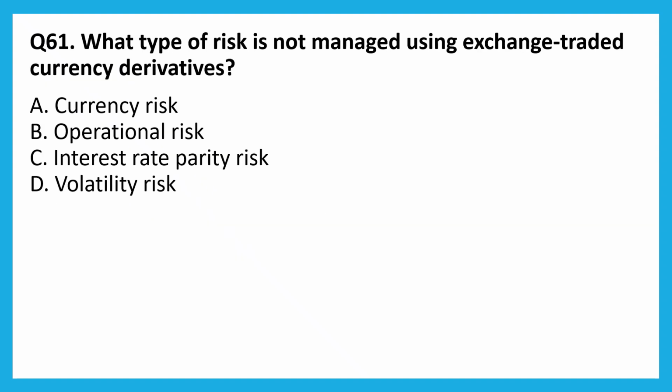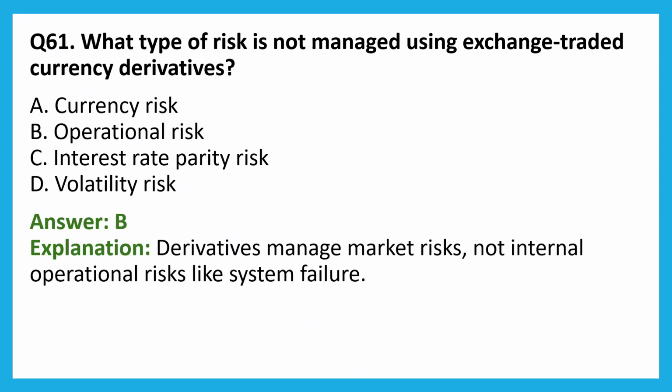Next question. What type of risk is not managed using exchange traded currency derivatives? Option A, currency risk. Option B, operational risk. Option C, interest rate parity risk. And option D, volatility risk. Correct answer is option B, operational risk.